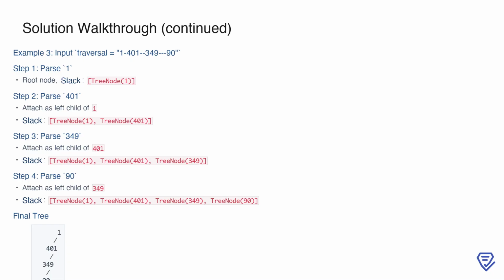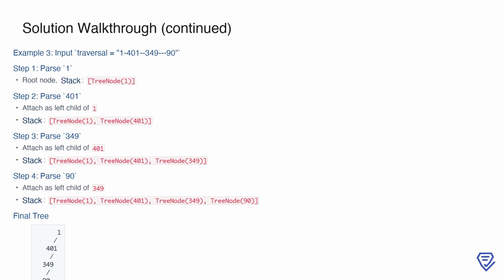For the value 349, the depth is 2. A new node is created and attached as the left child of tree node 401. This node is pushed onto the stack. Finally, the value 90 has a depth of 3. We create a new node and attach it as the left child of tree node 349, and it is added to the stack.